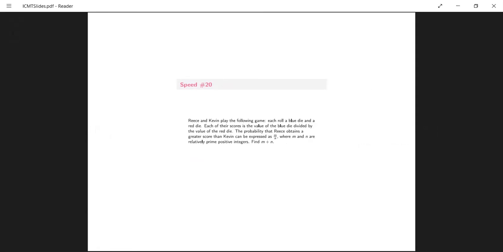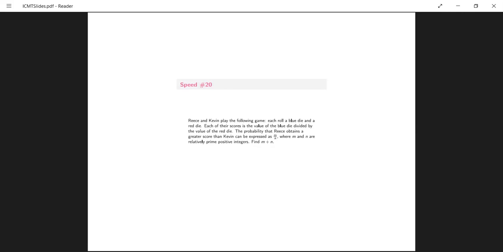Okay, so now we'll go over speed number 20. So the problem is Reese and Kevin play the following game. Each roll, a blue die and a red die are rolled. Each of their scores is the value of the blue die divided by the value of the red die. The probability that Reese obtains a greater score than Kevin can be expressed as m over n, where m and n are relatively prime positive integers. Find m plus n.